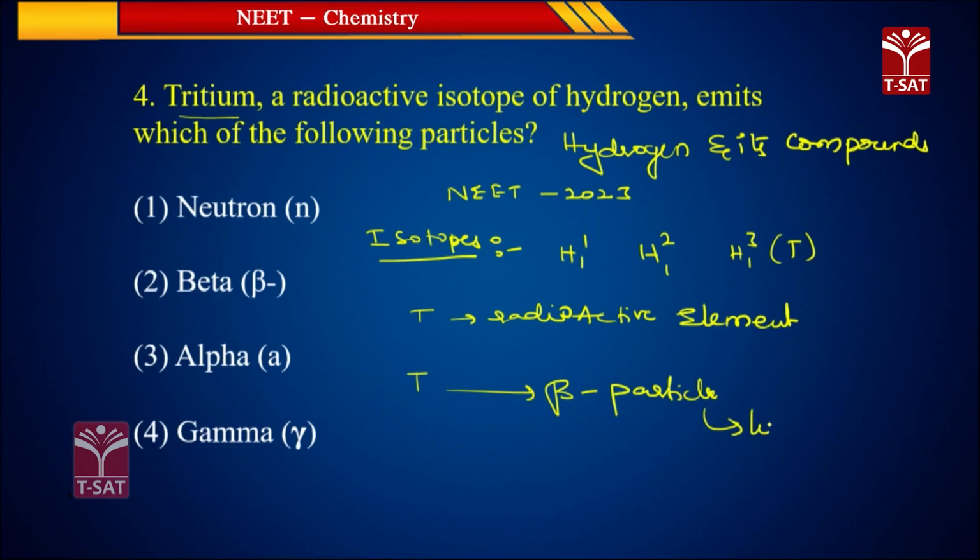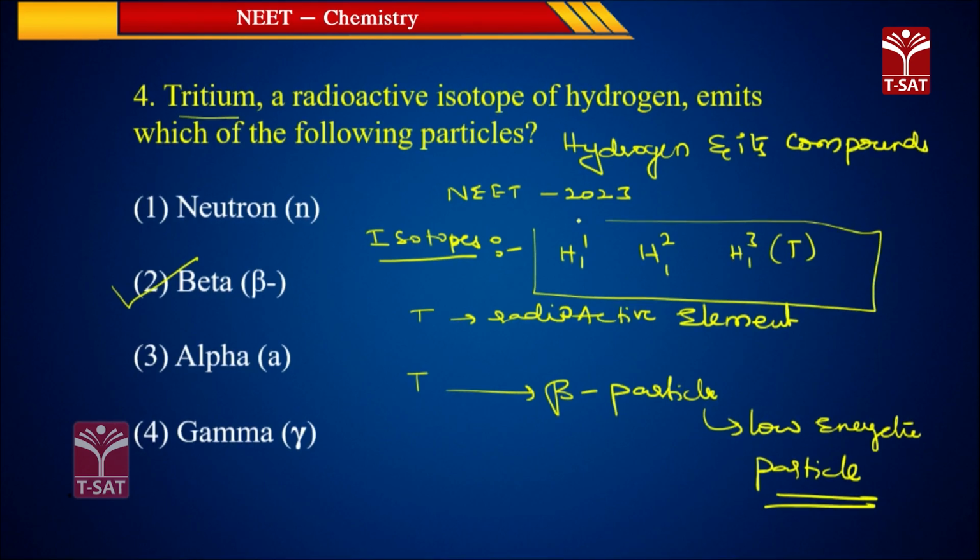Beta particle is a low energetic particle. Remember, beta particle is a low energetic particle. Tritium is a radioactive element which emits a beta particle, which is a low energetic particle. So option 2 is correct for this question. How many isotopes do you have for hydrogen? 3 isotopes. The radioactive isotope of hydrogen is tritium, and as it is radioactive, which particle will it emit? It will emit a beta particle.